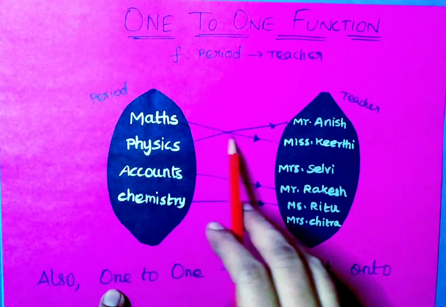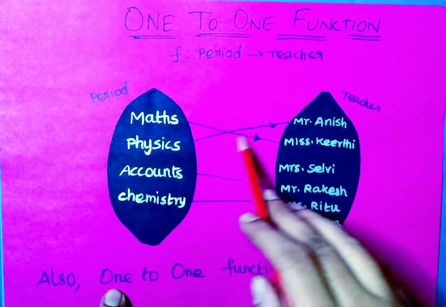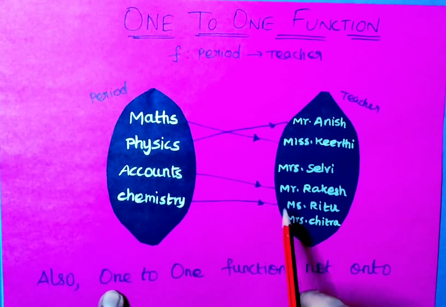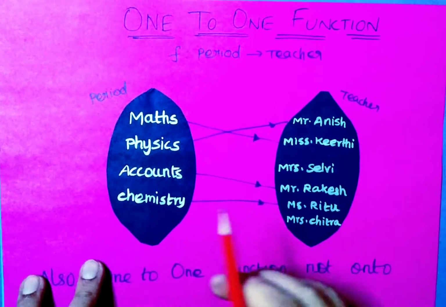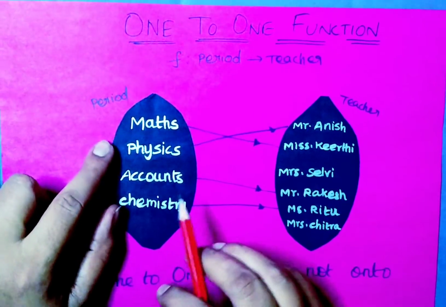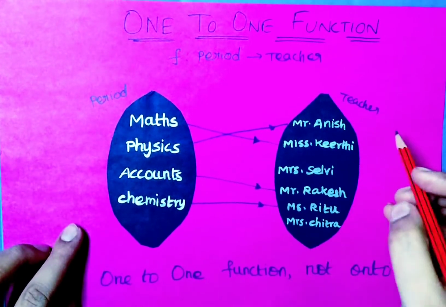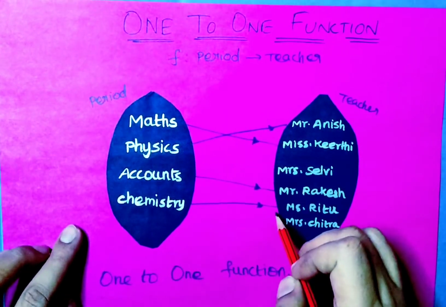Okay, so maths is taken by Ms. Kirti, physics by Mr. Anish, accounts by Mr. Rakesh, chemistry by Ms. Ritu. Okay, so here if you see, in the domain of a function, all the elements should be mapped and it should be mapped only once. Okay, so all should have the unique image.